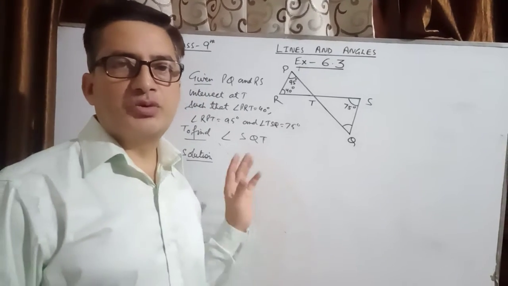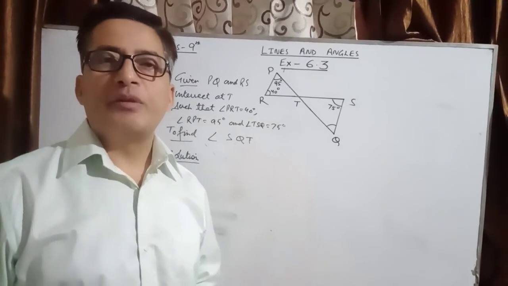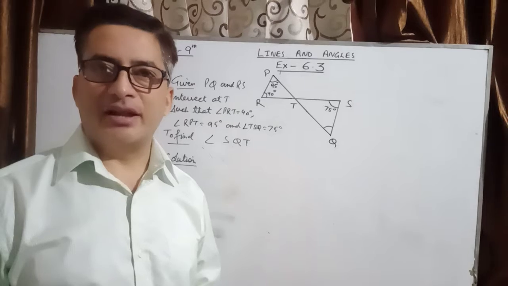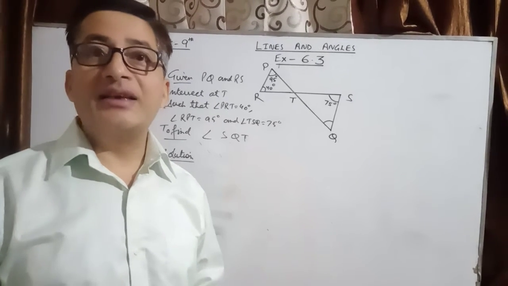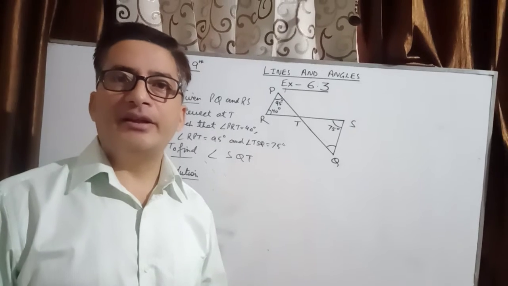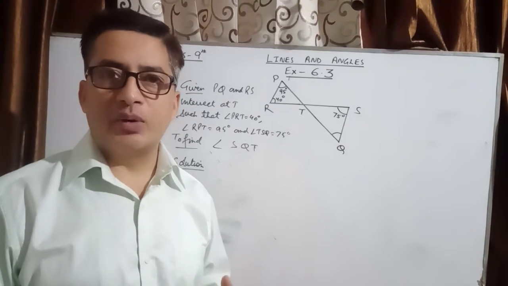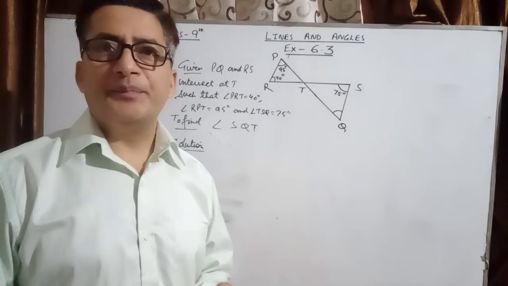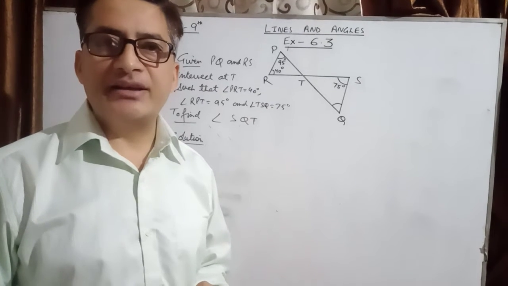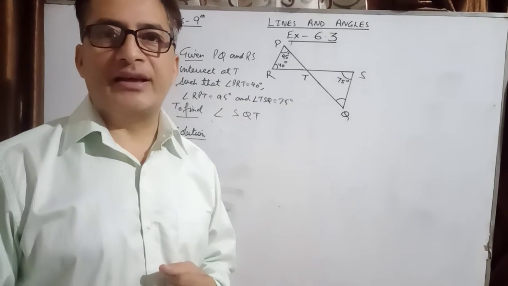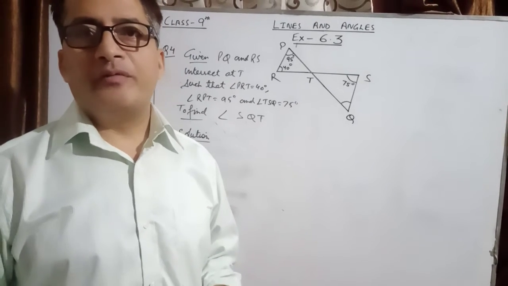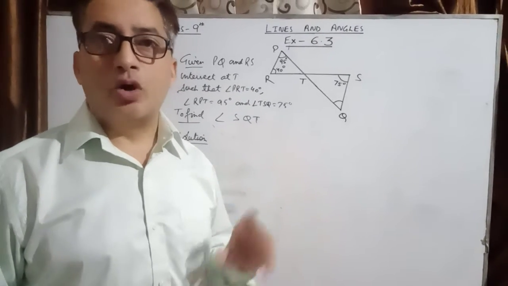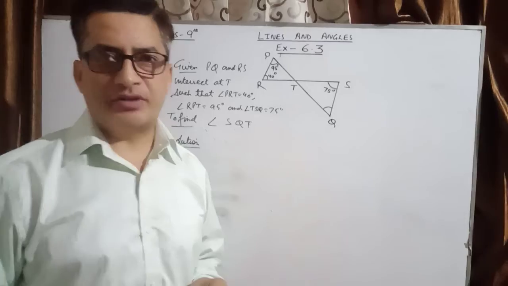Students, in this unit of lines and angles, we have done theorems like vertically opposite angles are equal. If lines are parallel, then alternate interior angles are equal, corresponding angles are equal, and the consecutive interior angles are supplementary. We have also done the property of triangle, that is, the sum of angles of a triangle is 180 degree. Now we are going to use those properties in the questions. So let's continue with exercise 6.3.